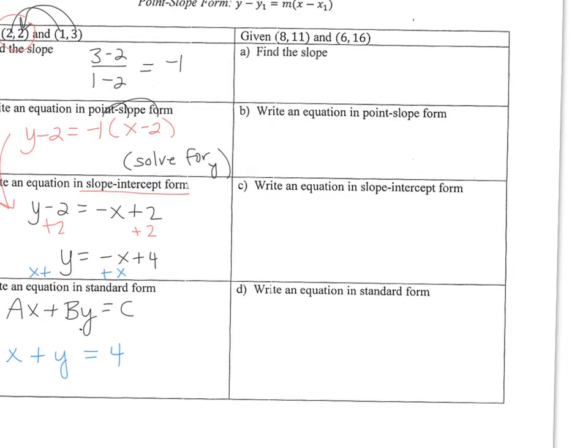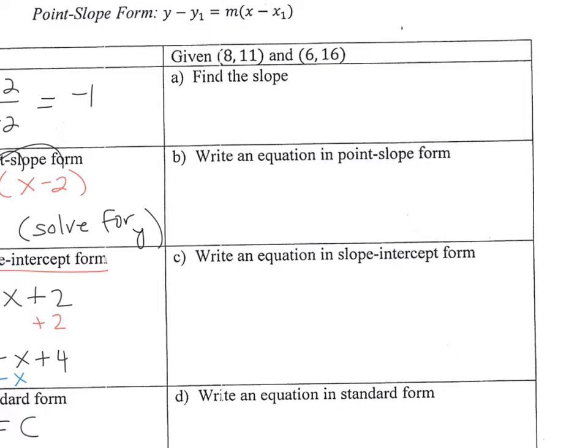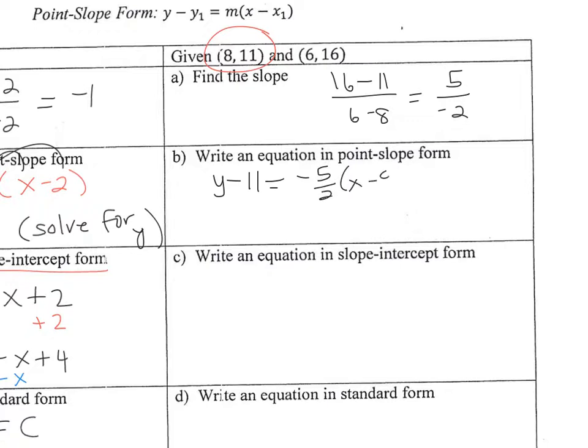So I'm going to do the same process over here. I'm going to find the slope. So the slope is 16 minus 11 over 6 minus 8, which is 5 over negative 2, or negative 5/2. Then I'm going to pick a point and write it in point slope form. So it's going to be y minus 11, because I had to make the y opposite, equals negative 5/2, because that's my slope, times x minus 8.